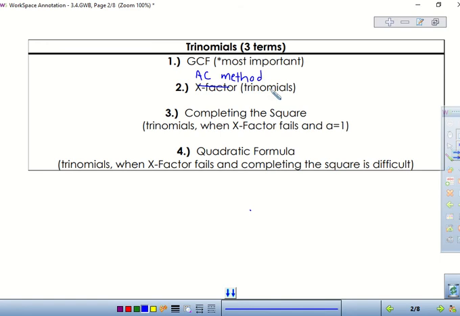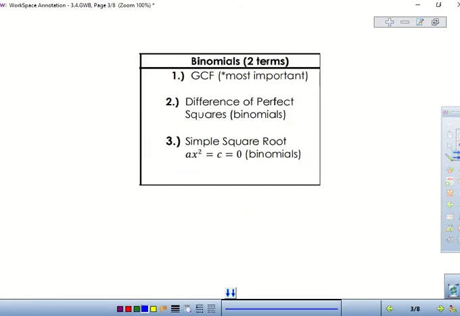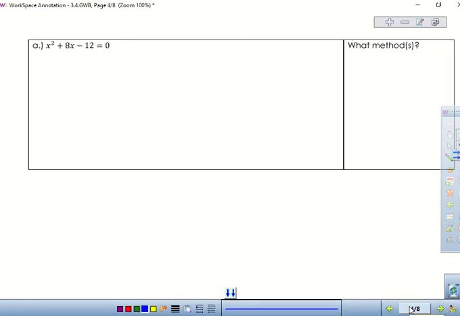Completing the square, of course we talked about that as well. And then finally is quadratic formula. Okay. So, sometimes you're going to end up with a binomial, which in this case, when it's a binomial, you want to factor out the GCF. You want to either use difference of perfect squares or simplify square root. Either method will work. So first one we're going to look at is A.